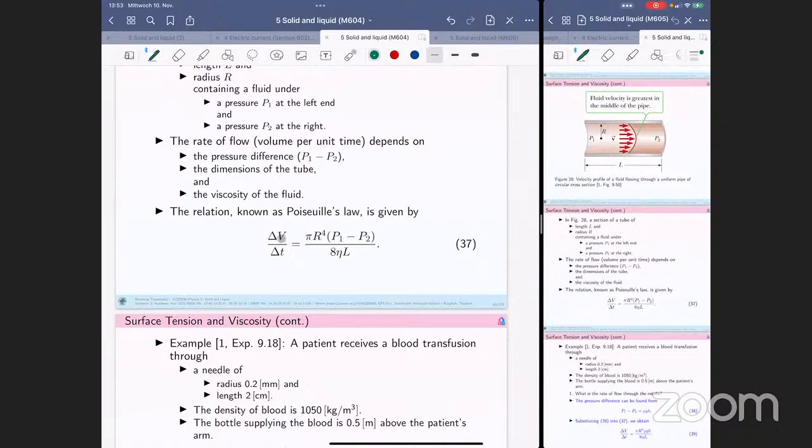The left side is known as the flow rate. Okay, the rate of flow. We call it a rate because there is a division per time. And that's Poiseuille's law, the French name.